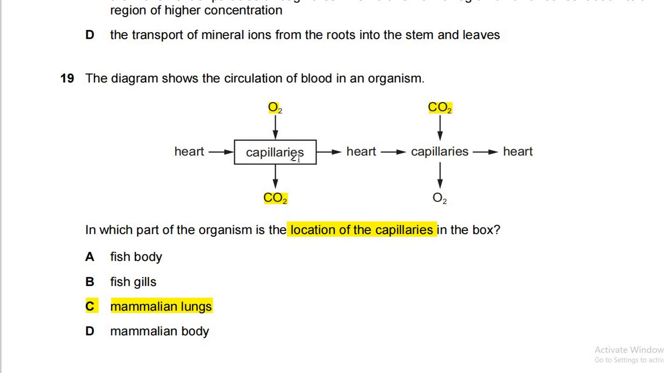So this one, if you remember, is actually located in the alveoli, because in the alveoli is where all the gas exchange of oxygen and carbon dioxide takes place. And the alveoli is present in the lungs. So it's definitely not going to be fish or anything like that. It's got to be the lungs, not body, because the alveoli is only present in the lungs.